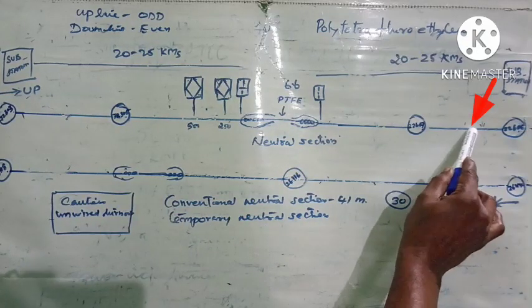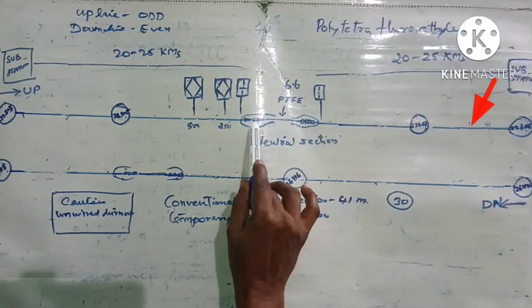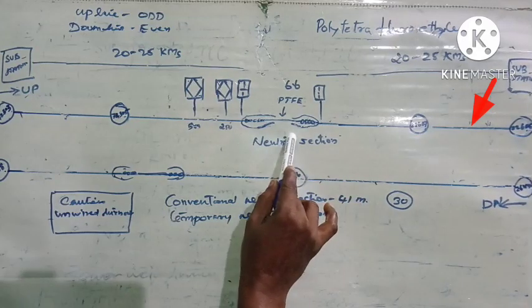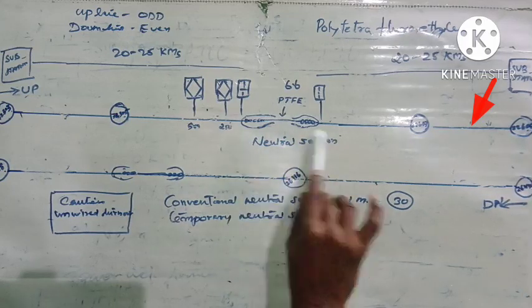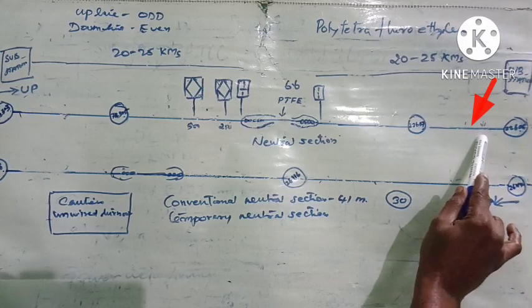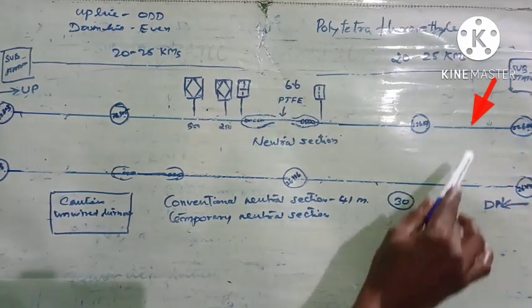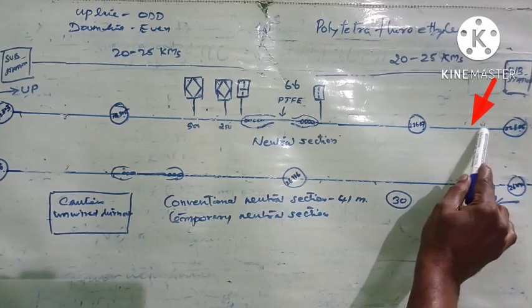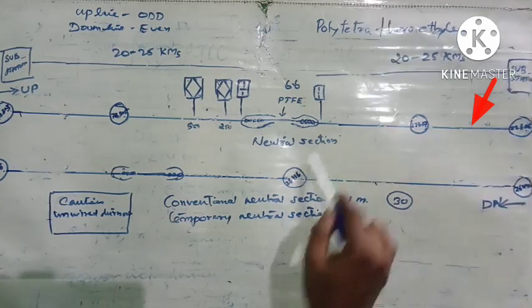Here in this temporary neutral section, there will not be any OHE. Whereas here what they will do, they will connect these two lines with a jumper, so that when the train moves through here, it will get supply. Supply will be there, but on reaching here, it will not be getting any supply. Not only that, here there will not be any non-conducting material. No OHE will be there, no non-conducting material will be there, there will be only a gap.